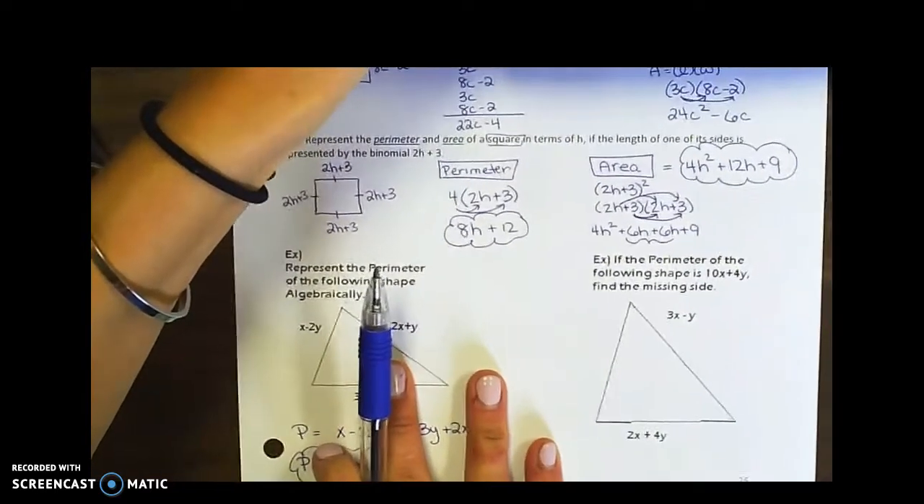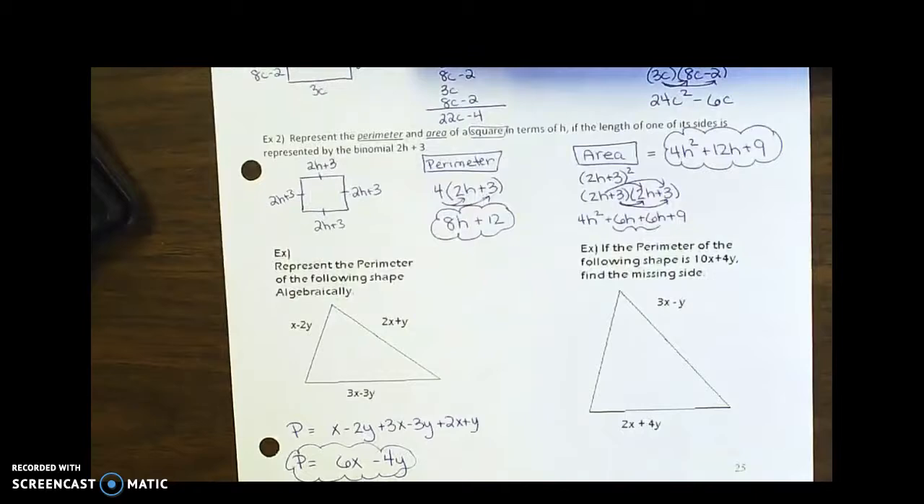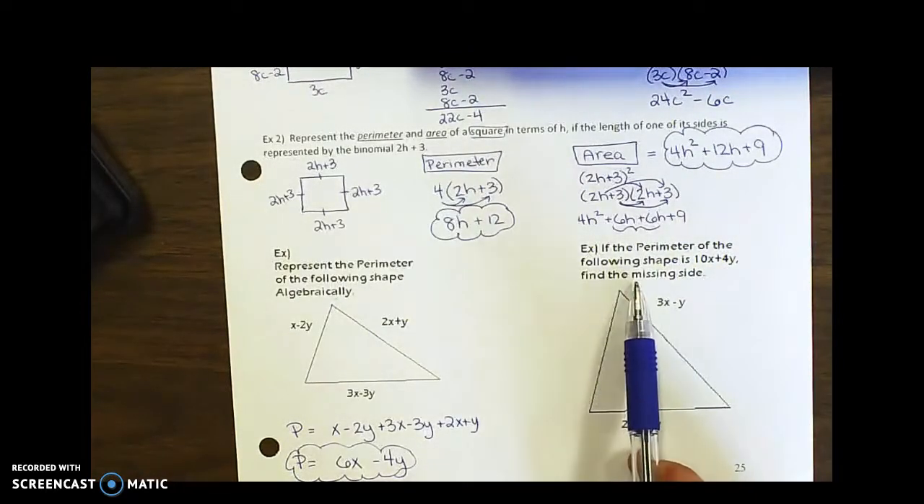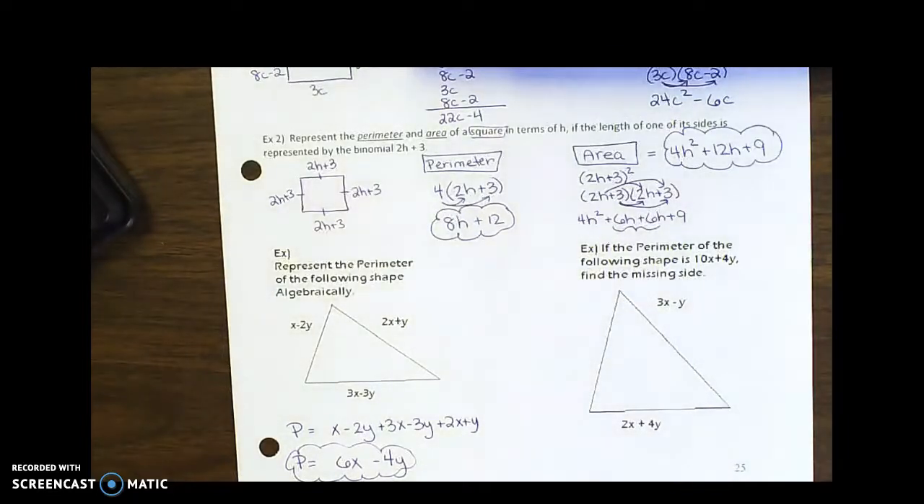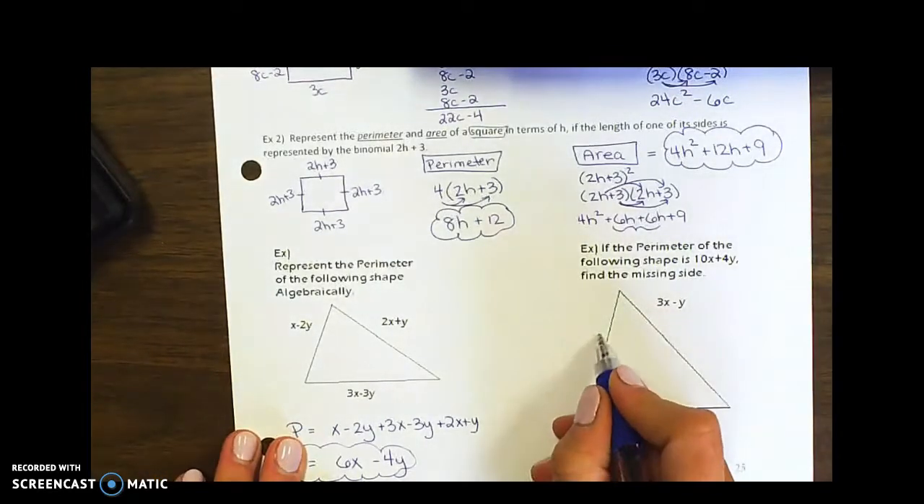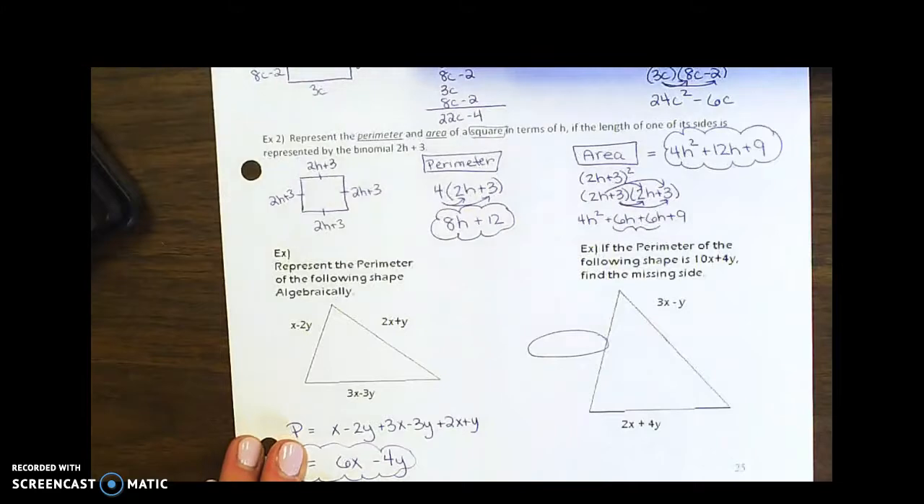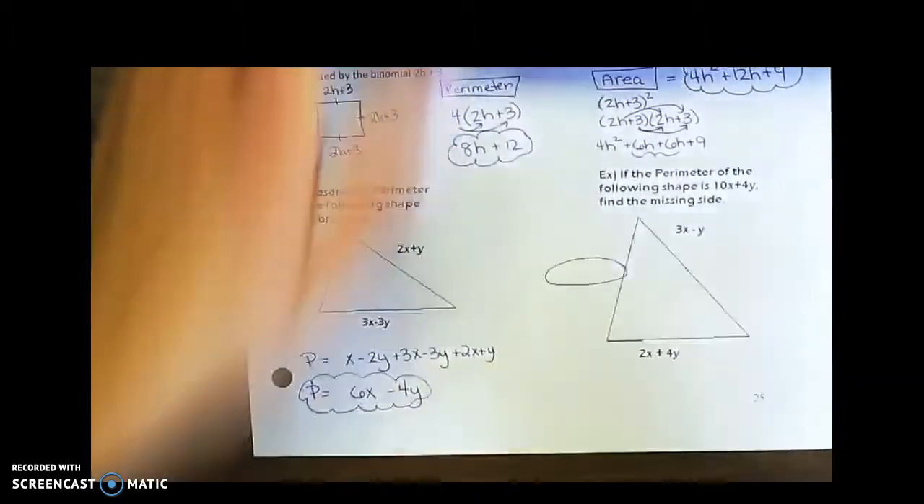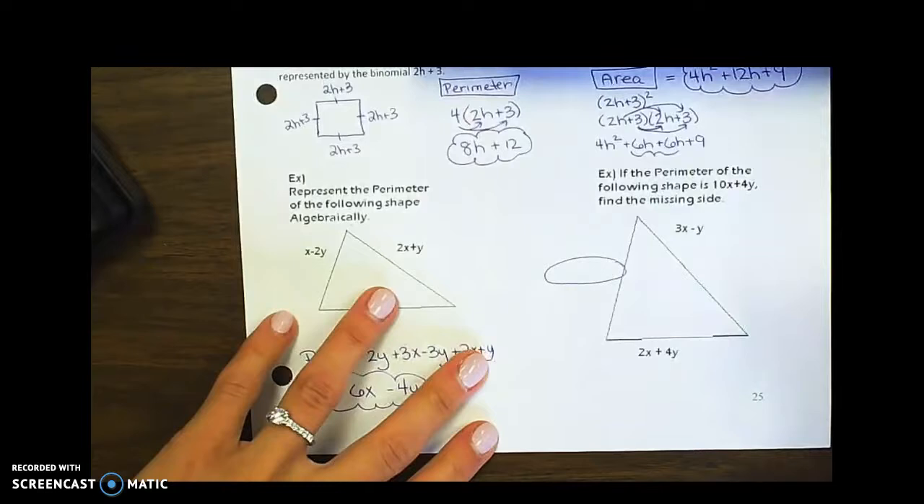All right, so let's go ahead then. Oops, I'm going to slide this over. So our following example here: if the perimeter of the following shape is 10x plus 4y, find the missing side. All right, so this question's a little bit different. We want to find the missing side, and they're telling us what the perimeter is. So to find this missing side, we're going to take the perimeter and we need to subtract both of these sides.